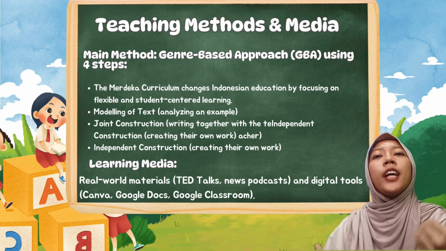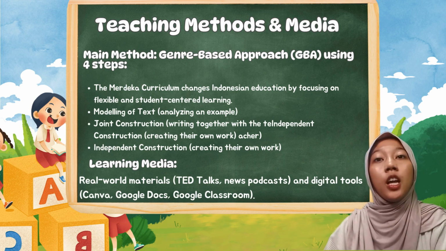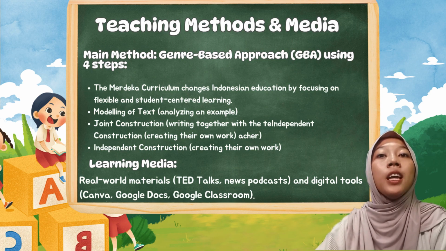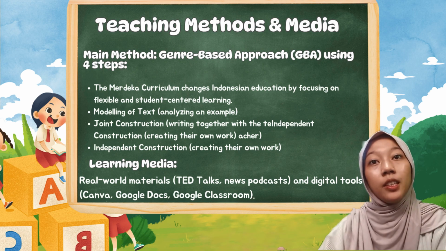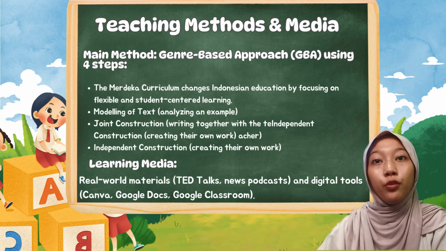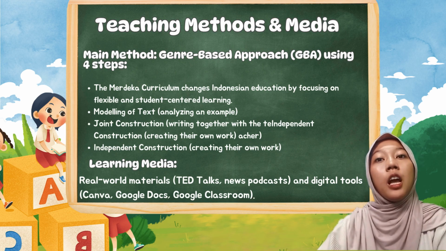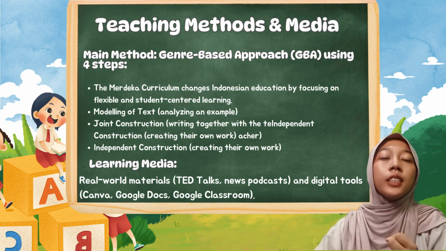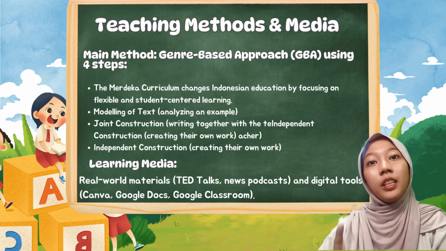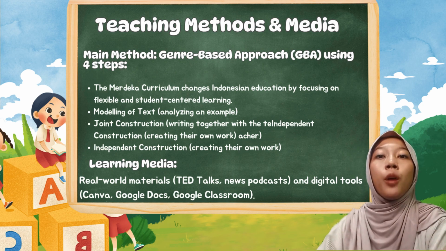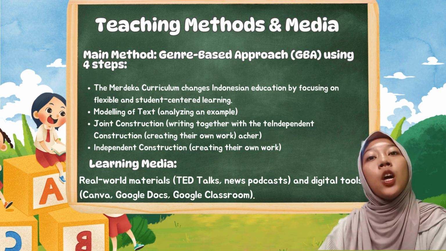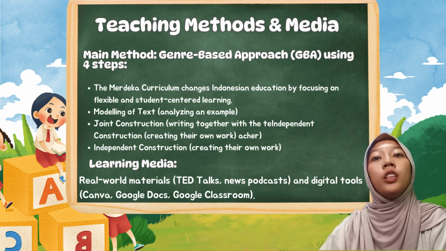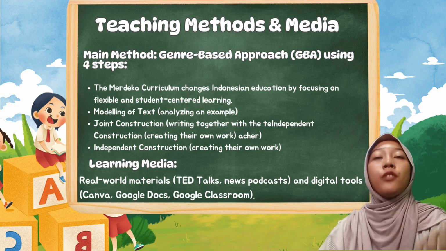Next, how do we actually teach these topics? For Phase F, the genre-based approach, or GBA, is the most effective method. It guides students through four natural steps: first, building knowledge of field, then modeling of text, joint construction, and independent construction. We also mix traditional materials with digital tools like Canva for infographics and Google Docs for collaborative writing.